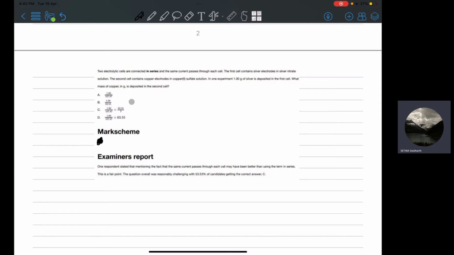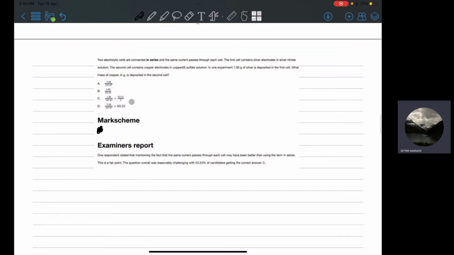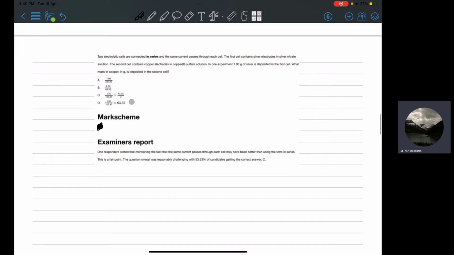But in this scenario, we're going to have reduction occurring at both ends. We're not going to have oxidation. We have two cells over here, and both cells are going to have reduction happening in them. And we can have this reduction through the outside current, which is passing through both of these cells. They have mentioned that the current passing through both of these cells is the same.